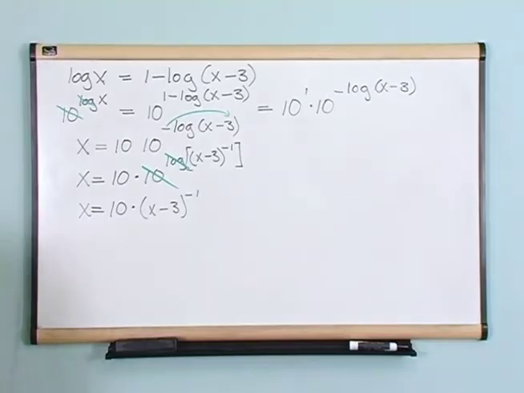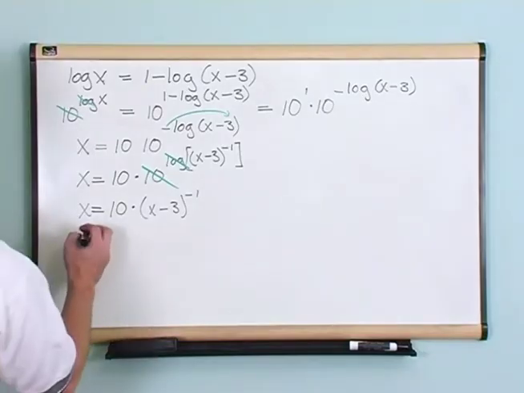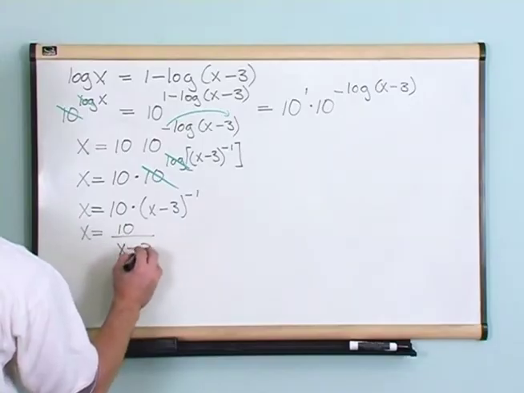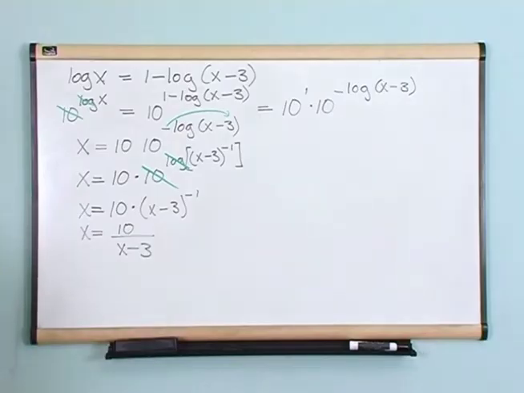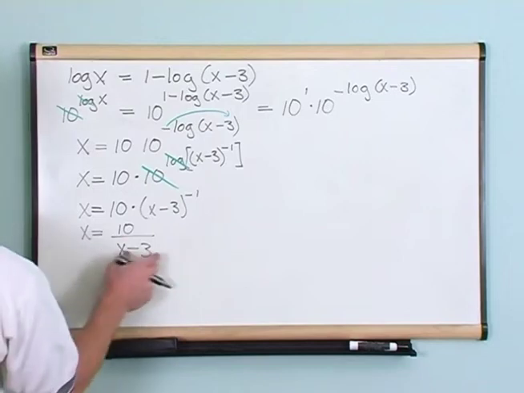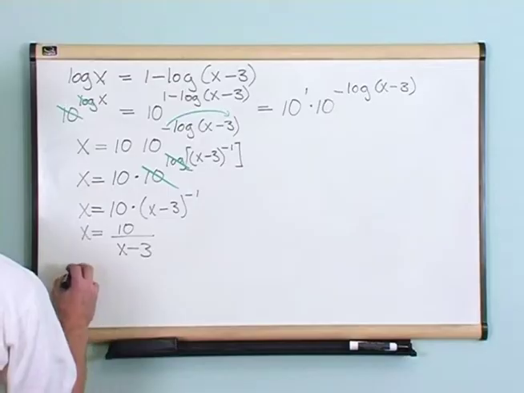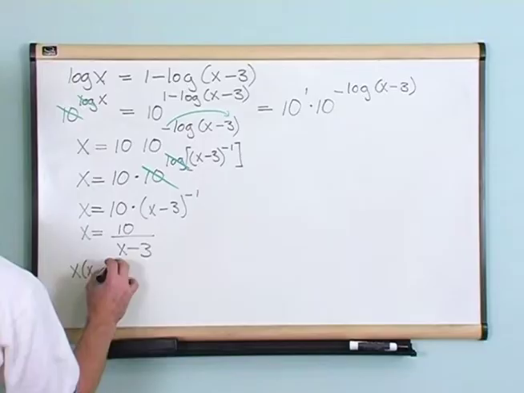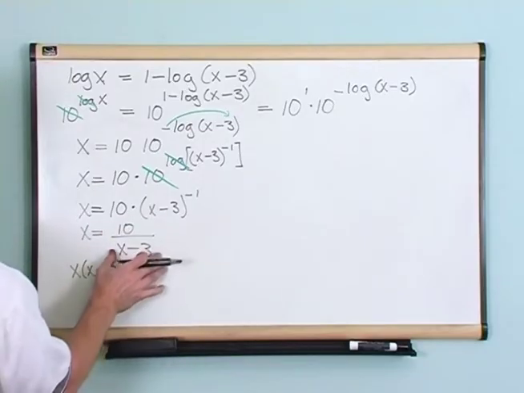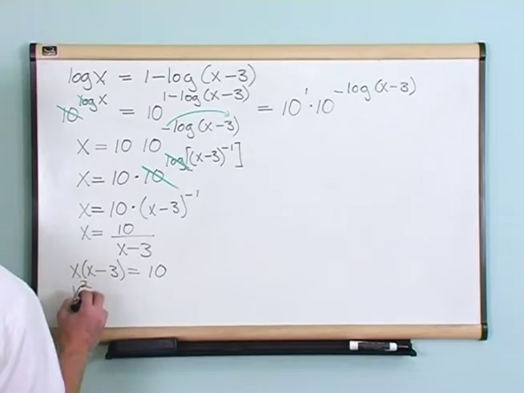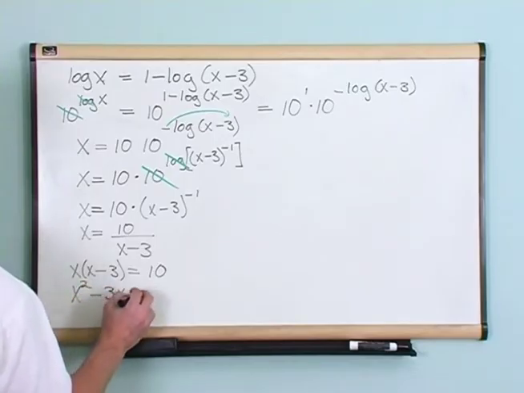Okay? So now what we have is x is equal to 10 over x minus 3. I just moved this to the denominator because it's a negative exponent. And I just cross multiply. I multiplied both sides of the equation by x minus 3. So I'll have x times x minus 3 equals this times x minus 3 is just going to give you 10 because it would have canceled with the x minus 3. So I'm going to expand this. This is x squared minus 3x equals 10.